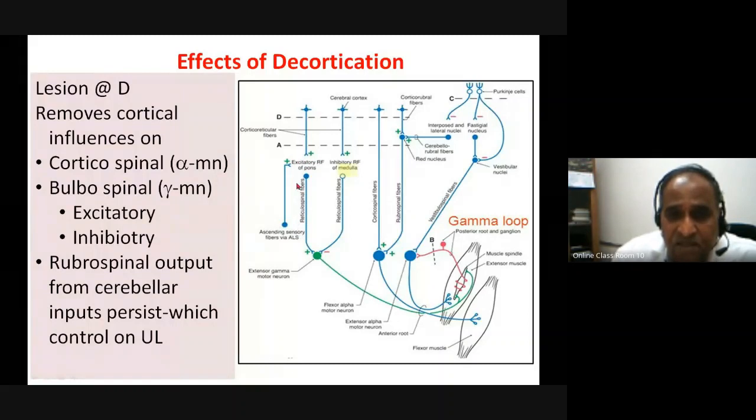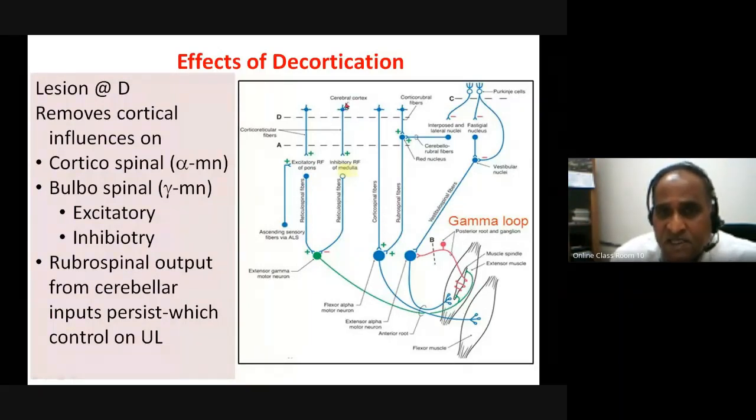At the same time, this receives excitatory inputs from the ascending lateral column sensations, that is why they would be more excited. There would be more gamma motor neuron activity. This is gamma motor neuron activity.